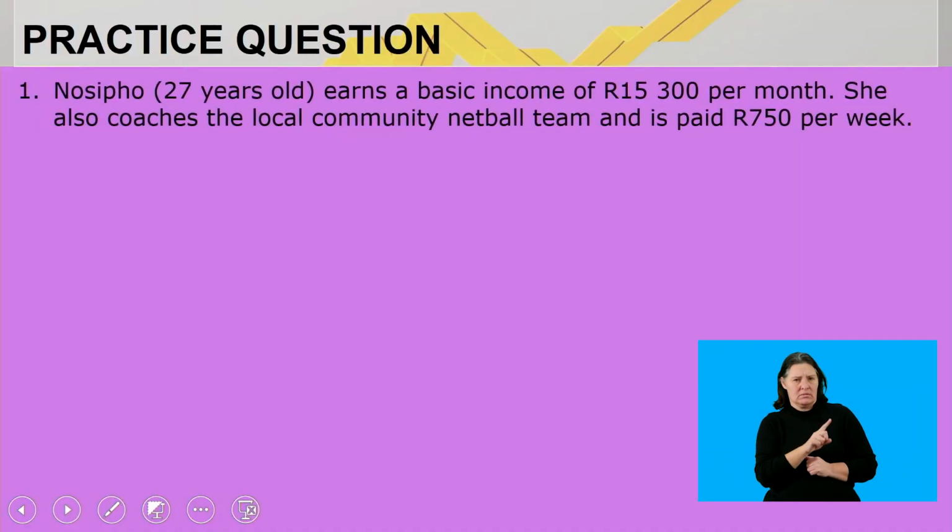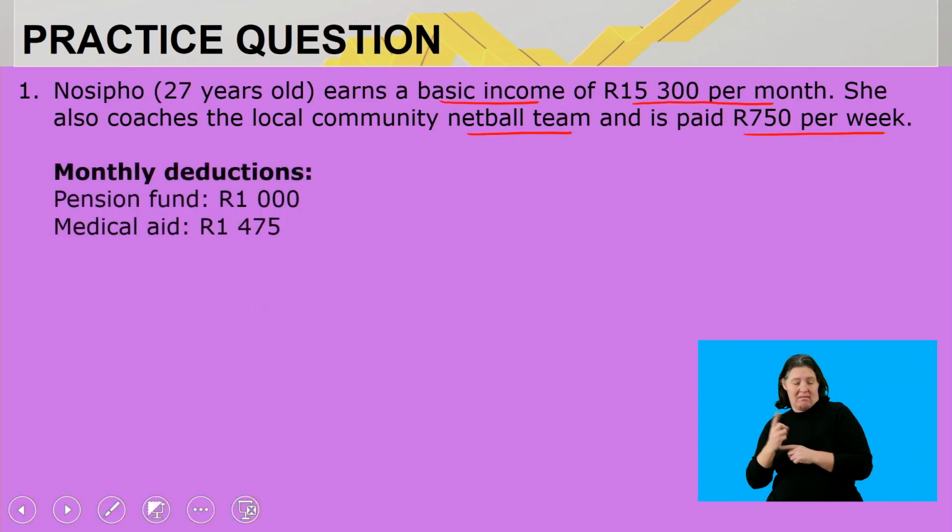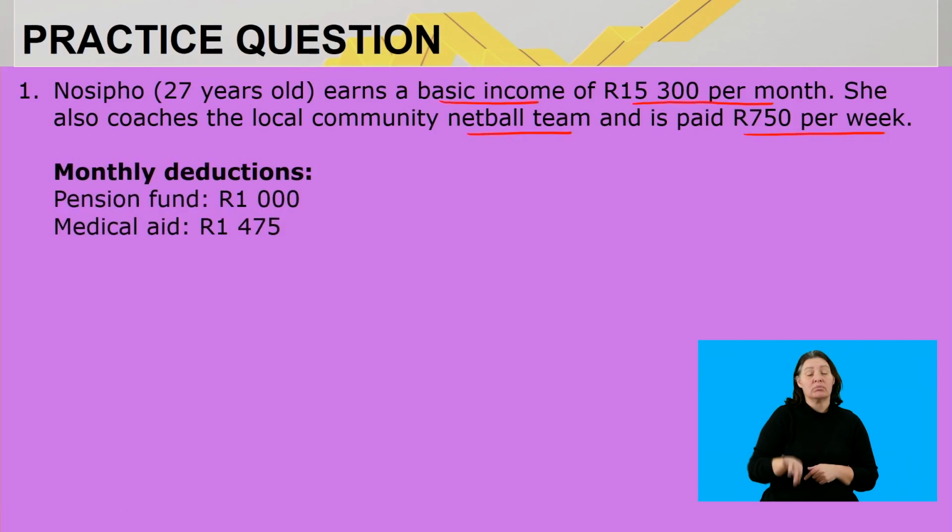So in our first question, we are saying the following: Nosipho, 27 years old, earns a basic income of 15,300 Rand per month. She also coaches the local community netball team and is paid 750 Rand per week. What else is important? She has monthly deductions, meaning she contributes 1,000 Rand per month to a pension fund, and she also belongs to a medical aid scheme where she contributes 1,475 Rand per month.